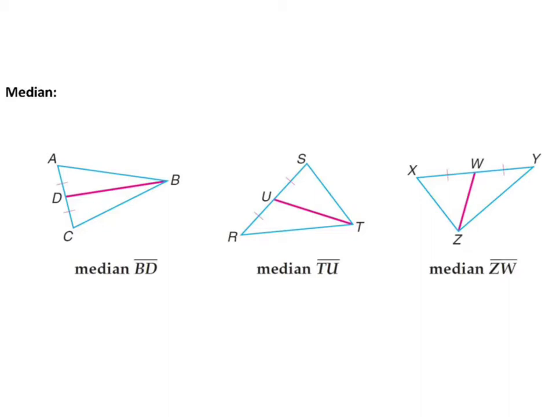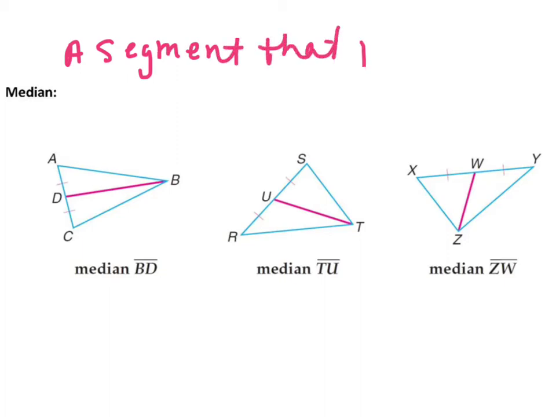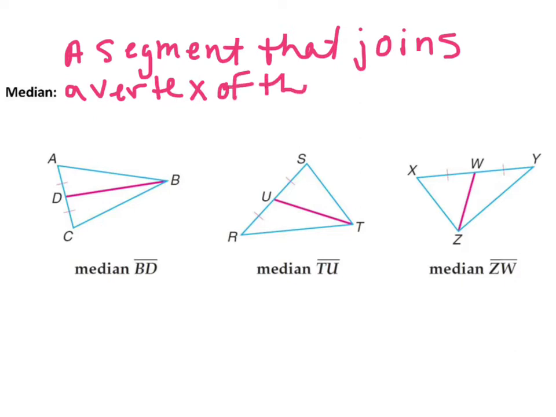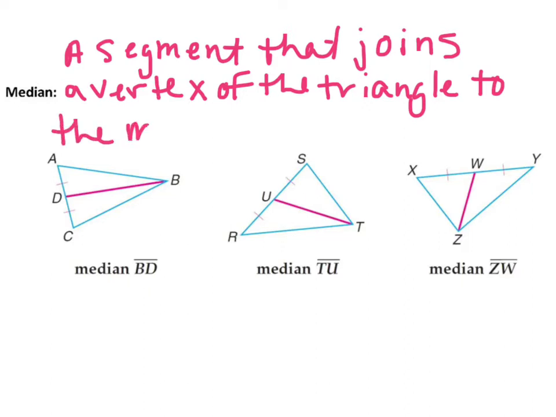Let's start by defining what a median of a triangle is. A median is a segment that joins a vertex of the triangle to the midpoint of the opposite side.